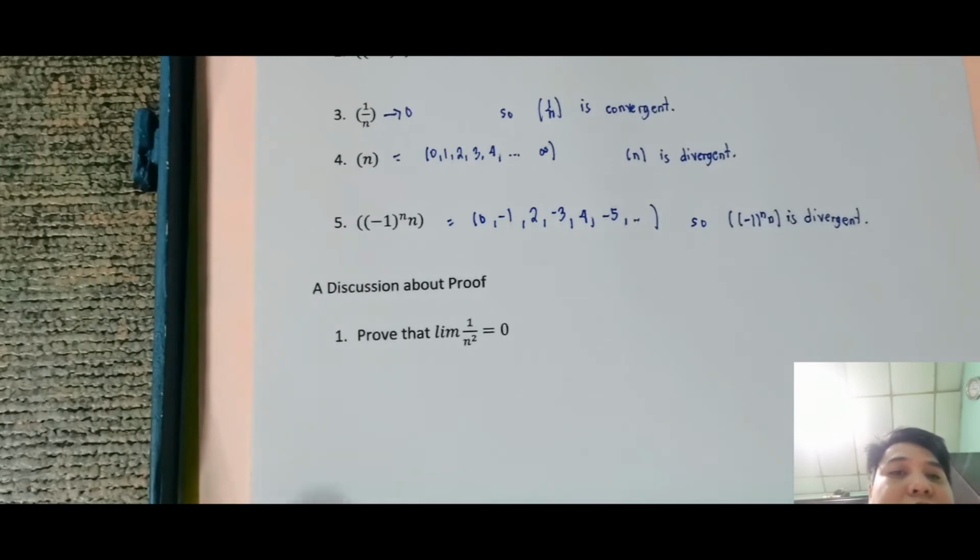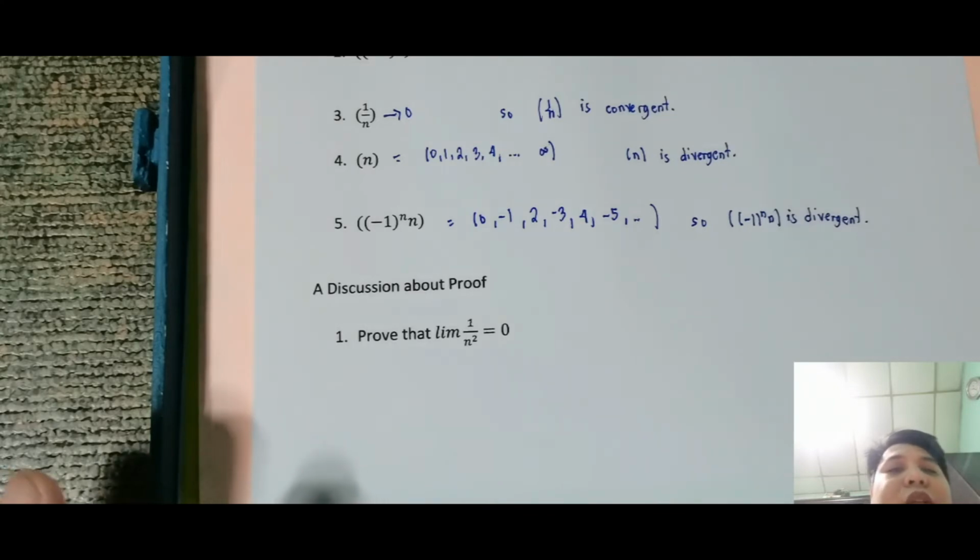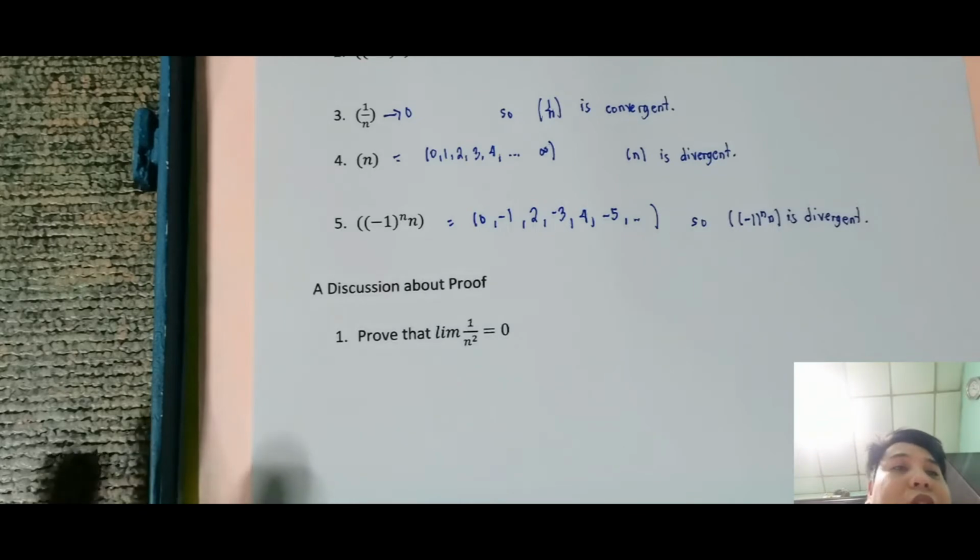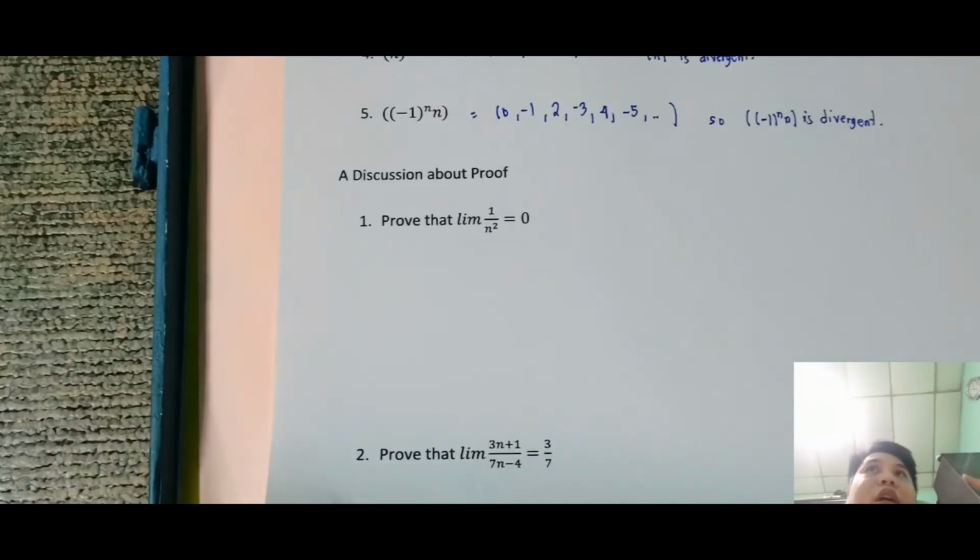Tulad nito, a discussion about proof. Number 1, prove that the limit of 1 over n squared is equal to 0. So, aware tayo, yung limit ng 1 over n squared o yung sequence na 1 over n squared approaches sa 0 yan. Aware tayo dyan. Ngayon, iprove natin na yan ay 0. Okay, so ganito natin siya ipoprove.